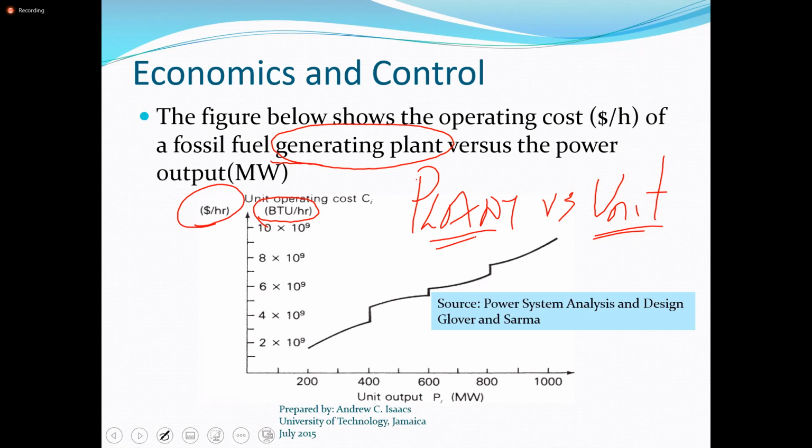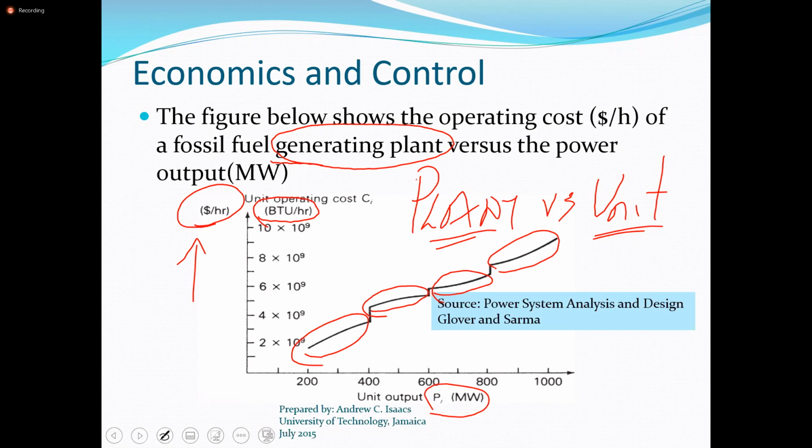So what we are talking about here is the overall plant, and we are looking at the cost versus the output. Now, the figure that you see here, obviously, is not a straight line. If you look at the individual sections, initially they may seem straight, but there are slight curves in them. But for the most part, each of those subsections can in some instances almost be considered linear.